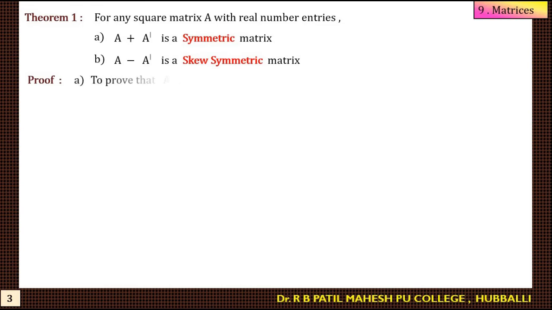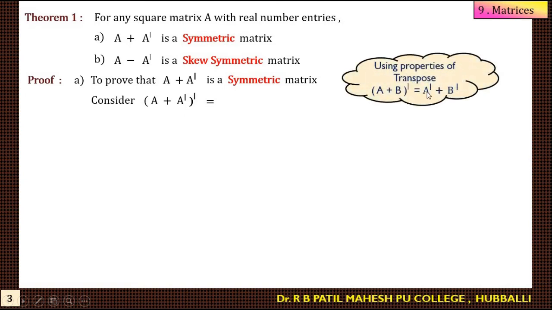The first one, to prove that A plus A dash is a symmetric type. Just now I defined a symmetric type. To check the symmetric type of any matrix, we always have to check its transpose, because we should get A dash equal to A. Now like that, A plus A dash whole dash we should get the same, A plus A dash. So to prove that A plus A dash is a symmetric matrix, consider A plus A dash whole dash. That is equal to, using the properties of transpose, if you have an addition, you individually take the transpose, like A plus B whole dash is written as A dash plus B dash.